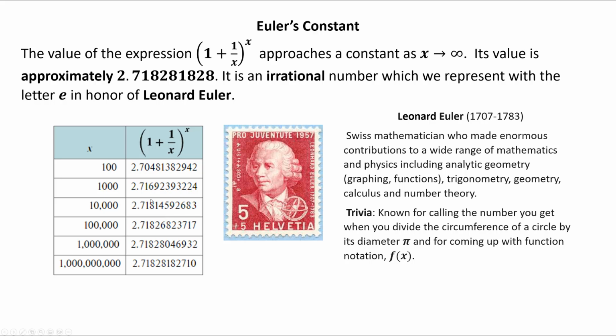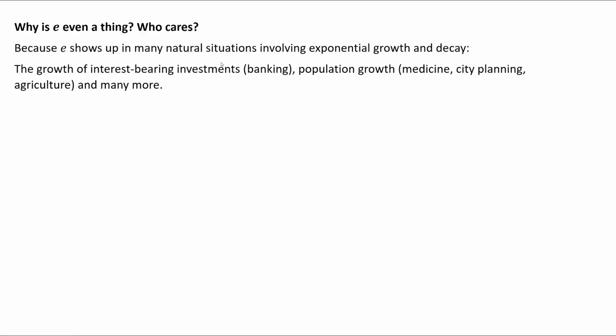So this number, we call it e. You will see it on your calculator. It's a little e. So why is e even a thing? Who cares? Because e shows up in many natural situations involving exponential growth and decay: the growth of interest-bearing investments, so we're talking about banking, population growth, that's medicine, city planning, agriculture, and many other kinds of growth and decay. So we're going to talk about this growth of interest-bearing investments.